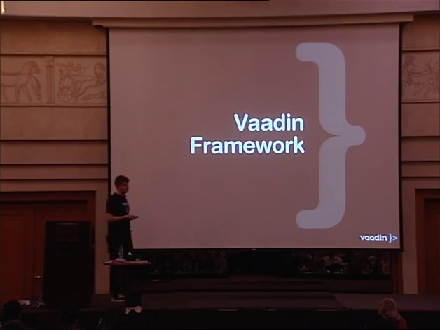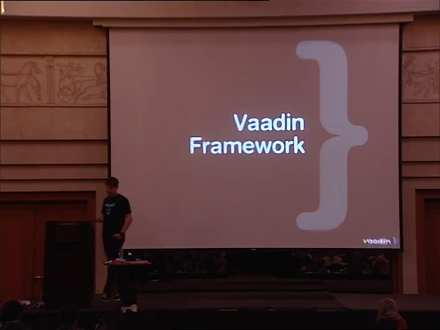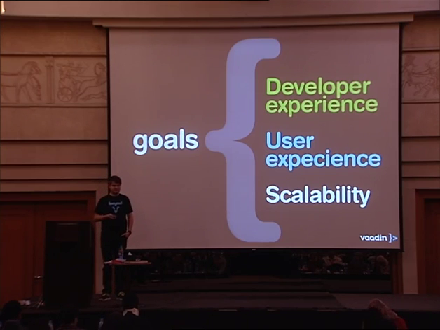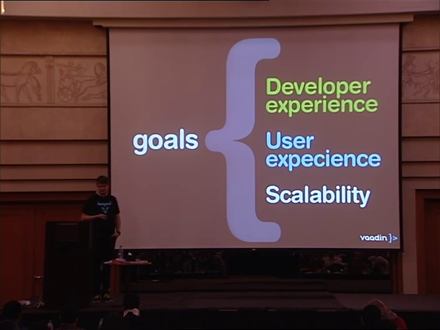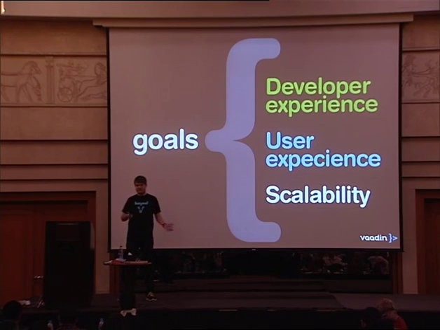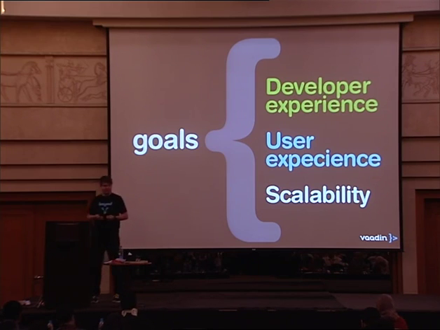So let's speak about the Vaadin framework. What it is and how it works under the hood. So basically, our goals in the Vaadin framework are 3. First, developer experience. This means minimizing the amount of code you have to write, making you as fast in building applications as possible. The second goal is user experience. As rich and nice a user experience for the end user as possible. And the third goal is scalability, make it perform well. And these goals are in this order.